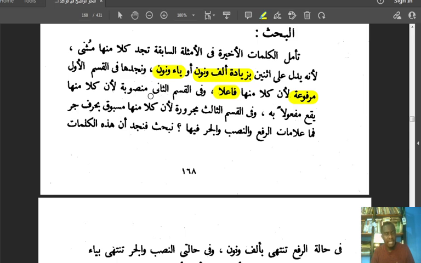وفي القسم الثاني, and in the second partition, منصوبة, we find the second words to be mansub, that is accusative, لأن كلا منها يقع مفعولا به. All of the second batch, as I told you, came as مفعول به. وفي القسم الثالث, and in the third part, مجرورة. All of them came majrura, that is اسم مجرور, لأن كلا منها مسبوق بحرف جر, because each of them is preceded by a حرف جر.